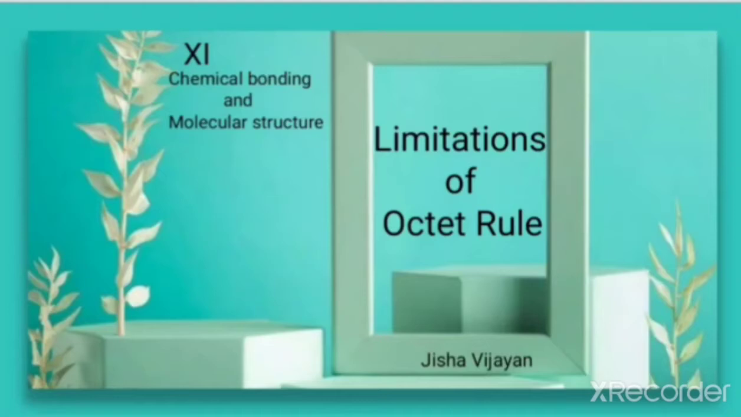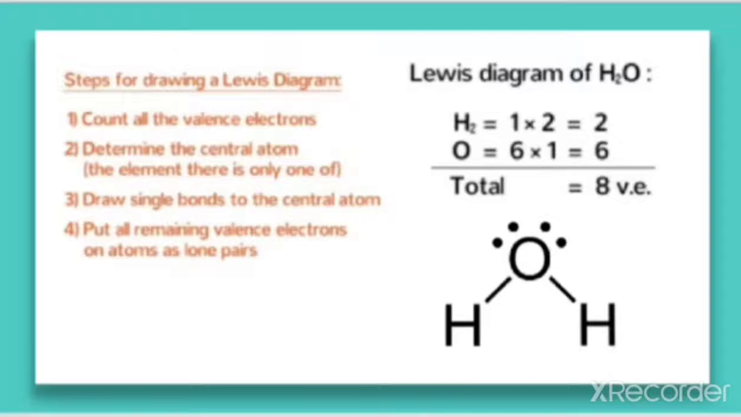Hello students, let us discuss limitations of octet rule. In the previous video, we discussed the method to find out the Lewis structure for different compounds. As we know, the atom should get a complete octet, then it is stable. On the basis of that only, we find out the Lewis structure for different compounds by using this method.